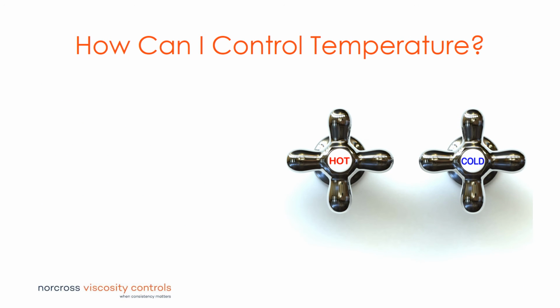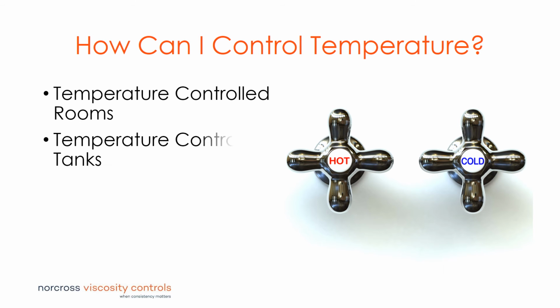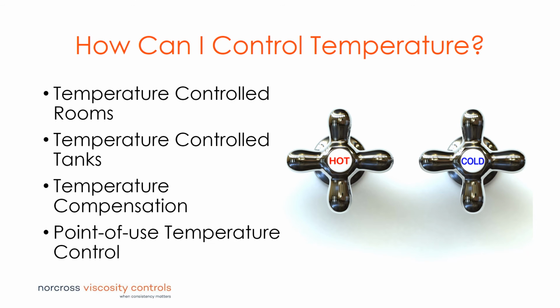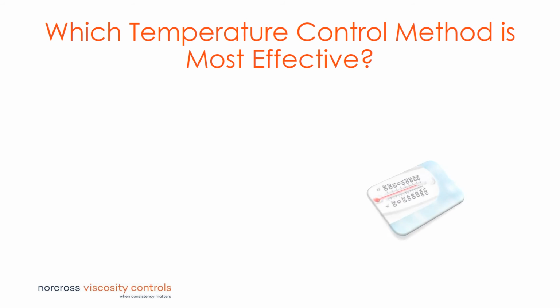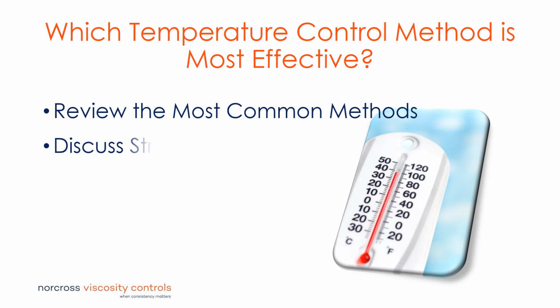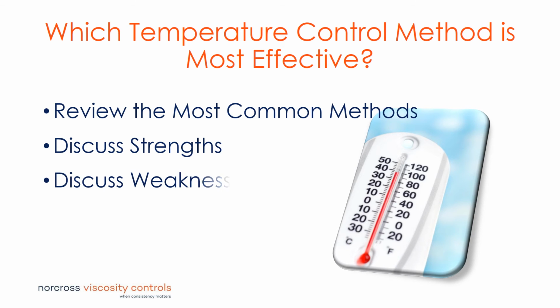So given that, how can I control temperature? We've seen a slew of approaches through the years, but the most prevalent and most popular seem to be temperature-controlled rooms, temperature-controlled tanks, temperature compensation, and point-of-use temperature control. So which of these is most effective? Like we did with viscosity measurement methods, let's review the most common methods, discuss their strengths and their weaknesses, and then summarize each.